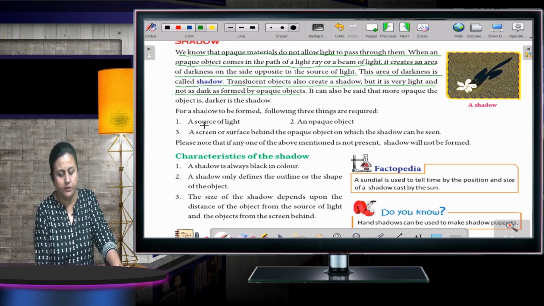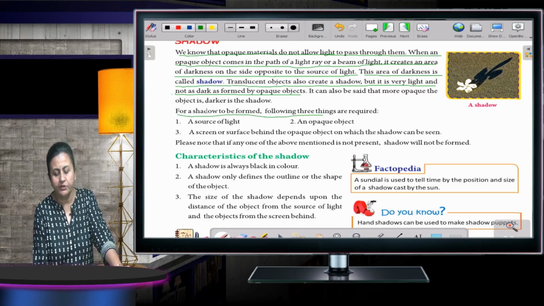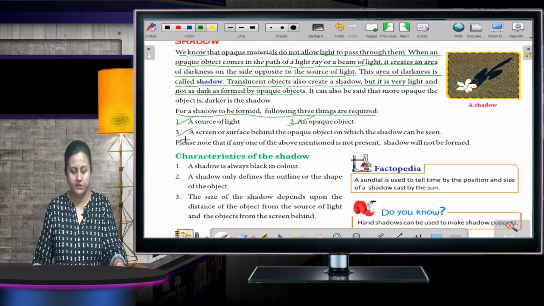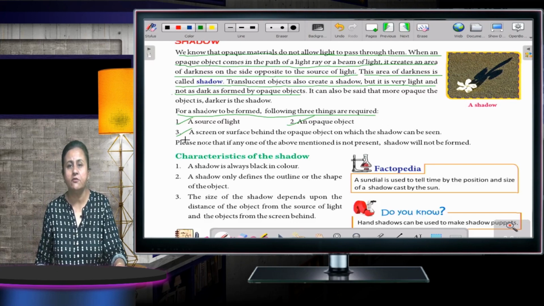Okay, so for a shadow to be formed, the following three things are required: a source of light, an opaque object, and a screen or surface behind the opaque object on which the shadow can be seen. So now, what are the characteristics of a shadow?